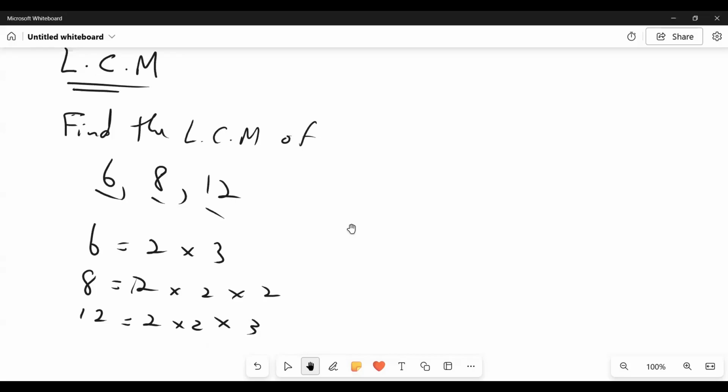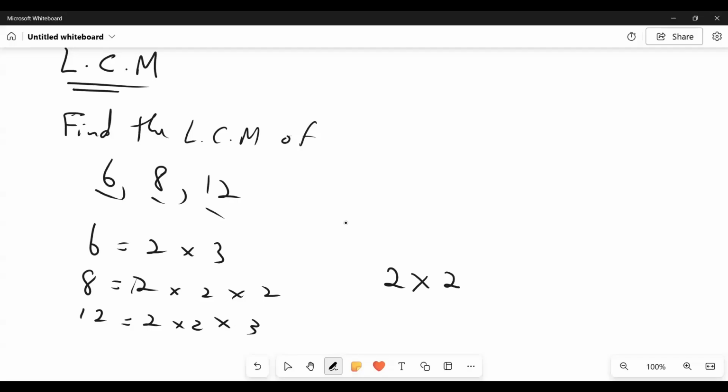Good. So what we want to do here is represent all the factors. There's a 2 here, a 2 there, and a 2 there, so we go with 2. There's a 2 here and a 2 here, but no 2 there, so you'll have to go with another 2.